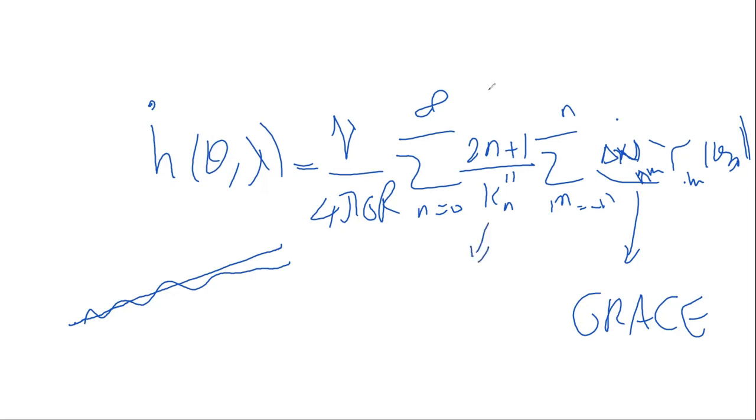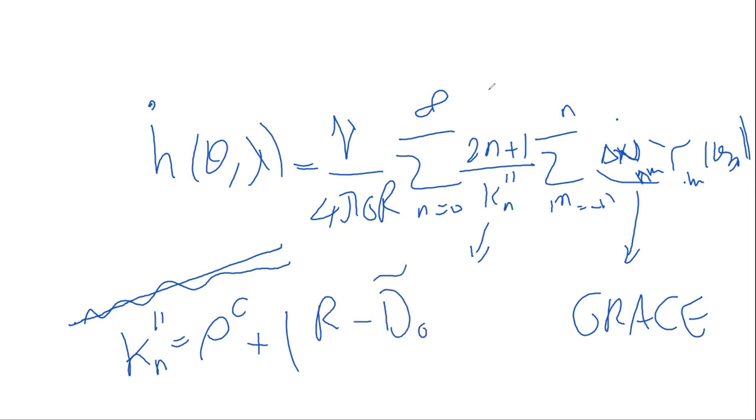k_n here involves the density of the crust, plus the ratio of the mean Moho depth. The Moho is the boundary between the crust and upper mantle. And this one is the density contrast between the mantle and crust. If you have these values and insert them here, you can get the land uplift, and you can see how much the land is coming up in time.